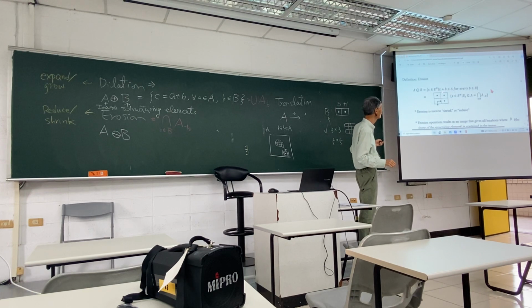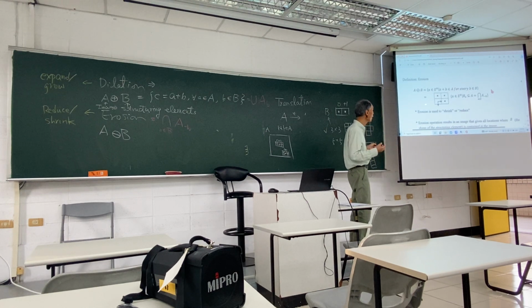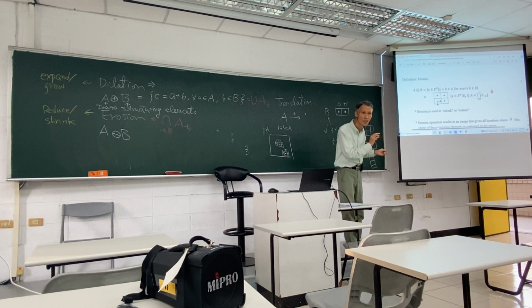It means what? By definition, if X, I don't know why I changed it to X, it's got to be A, okay? Lowercase a plus B, okay? And then for every B that belongs to X, X must still belong to A, okay? Now, after the translation, the new locations must still be a part of the original shape. Okay?